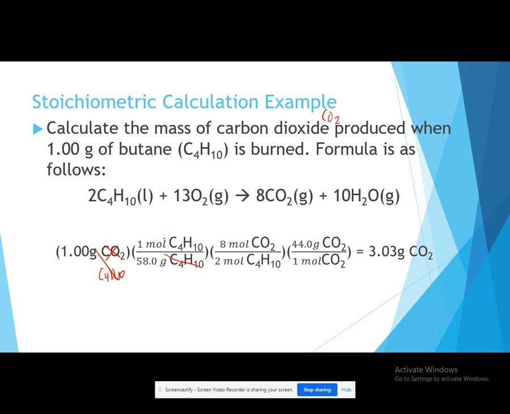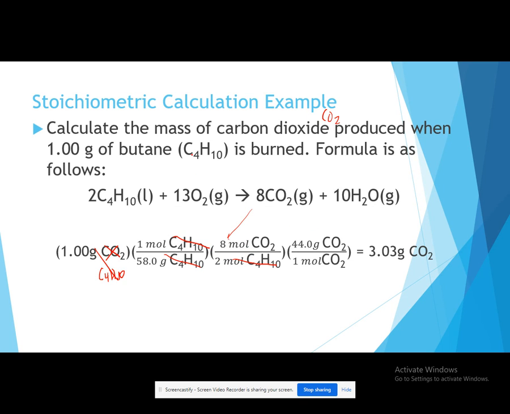Once I'm at moles, in order to switch to the compound I want, which is CO2, I have to use the mole ratio. Butane is what I'm trying to get rid of, and I'm trying to get moles of CO2, so I put that on top. You get these numbers out front by looking at the balanced chemical equation. If you look at CO2, there's an 8 here. And if you look at the butane, there's a 2, which goes down here as well. And so that cancels.